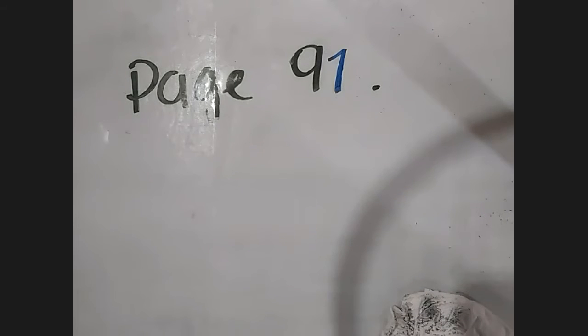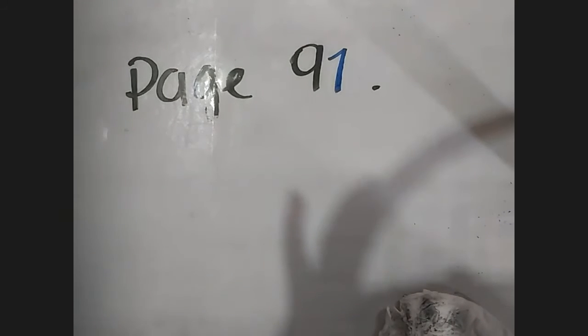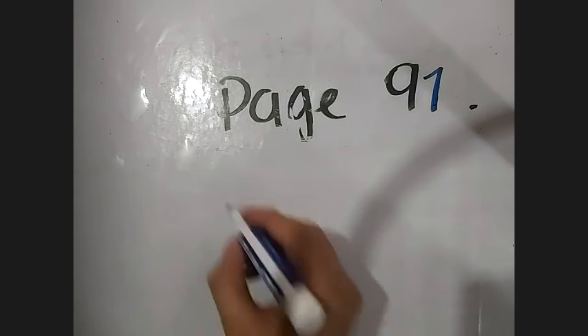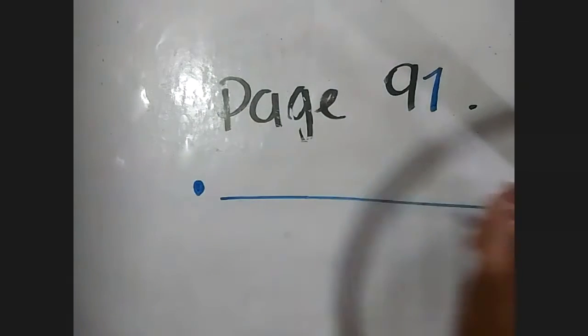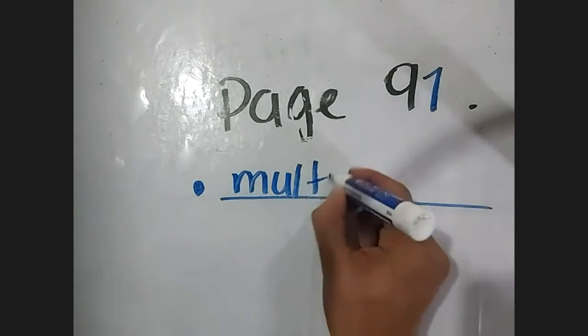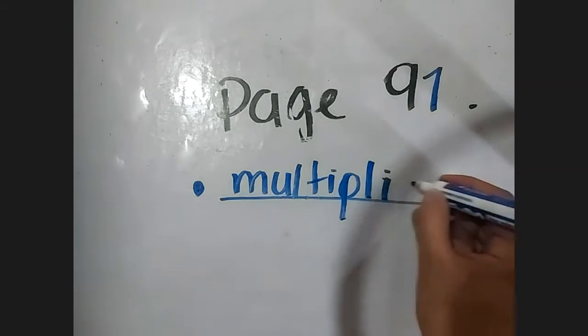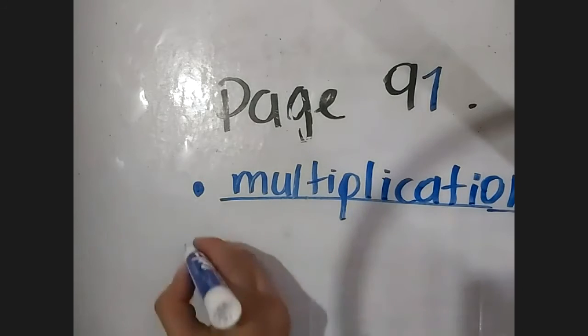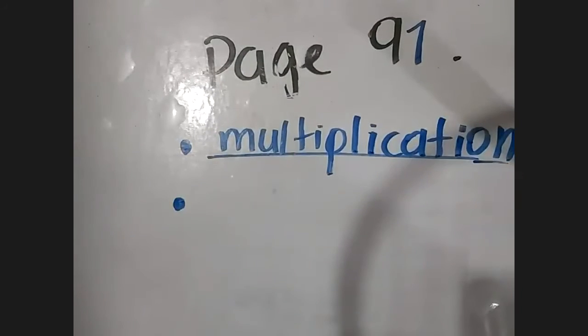We're gonna do now number 5. What do you think we need to do to know how many discs there are in total? Do we need to add or do we need to multiply? We're gonna multiply, right? So in number 5, in the first point, you're gonna write there multiplication, because we need to multiply. We need a multiplication.